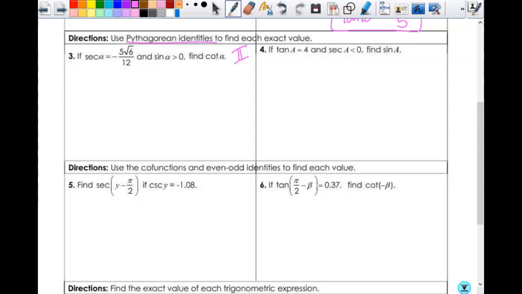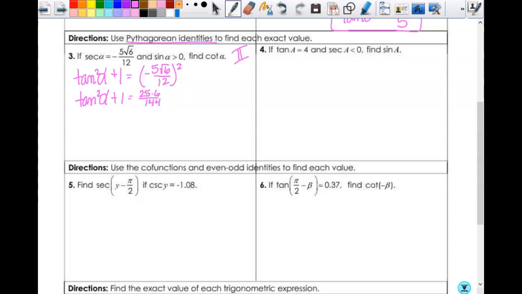So I want cotangent. I can find tangent if I have secant, and then I can use the reciprocal. So I think I'll do that one. Using my Pythagorean identities, I know that tangent squared alpha plus 1 equals secant squared alpha. So that's negative 5 square root of 6 over 12, squared. So tangent squared alpha plus 1 equals, it's going to become positive, 25 times 6 up there over 144.